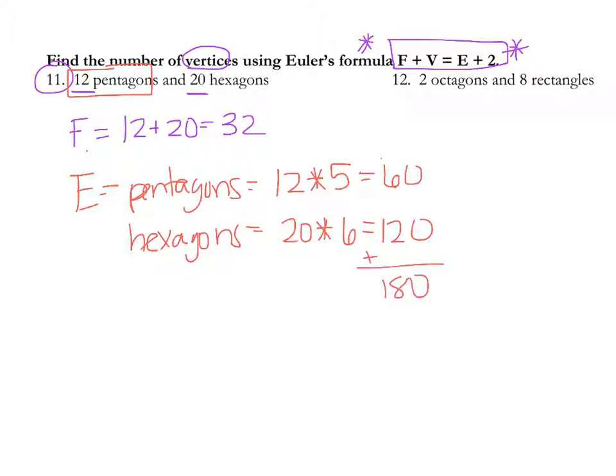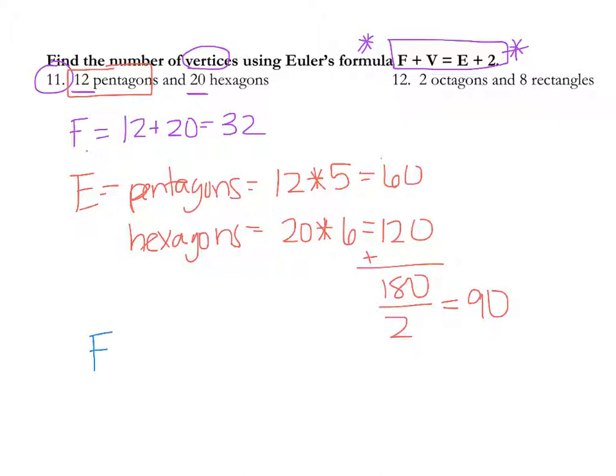But the problem is when I've counted the shapes separately like this, I haven't looked at the fact that when I put them back together, each edge actually gets counted twice. So I have to divide that by 2, and that tells me there's 90 edges. So then I have enough information to find how many vertices this is.